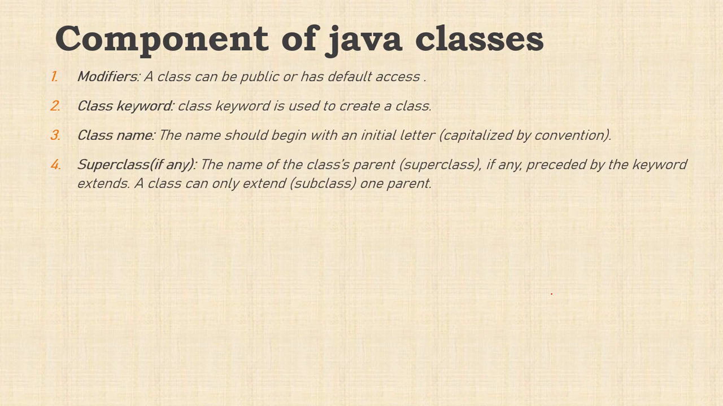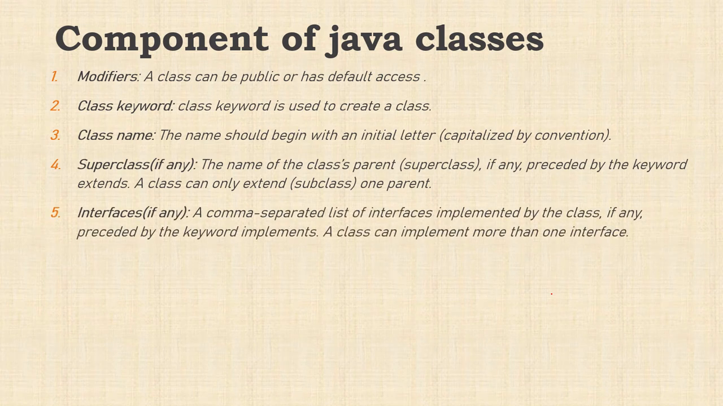Parent class is also known as superclass, and child class is also known as subclass. That concept we can see in inheritance. So interfaces: a comma-separated list of interfaces implemented by the class, if any, preceded by the keyword implements. A class can implement more than one interface with the help of commas. So a class can also extend a class, and a class can also implement an interface.